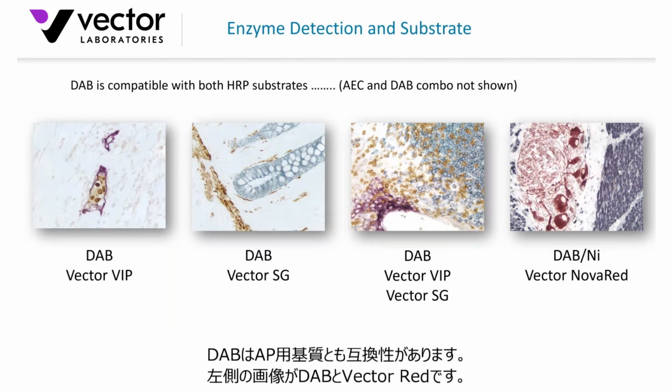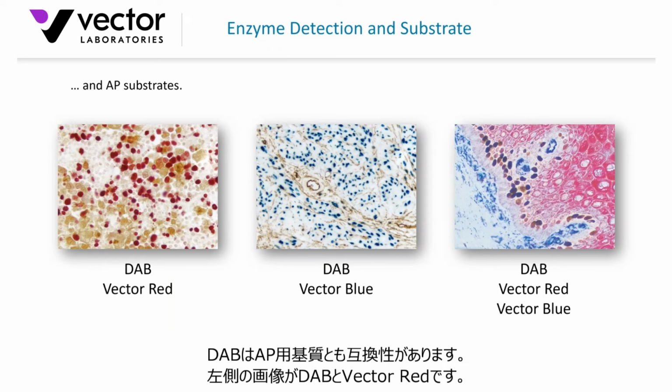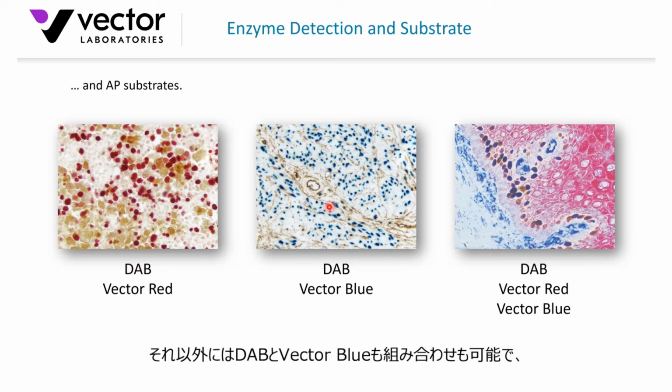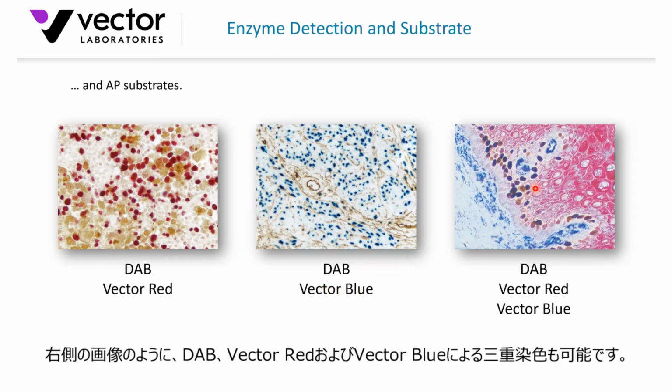And certainly DAB also plays nicely, or is compatible, I'll use a more scientific phrase, with the alkaline phosphatase substrates as well. Here's DAB and Vector Red. These combine to be the two substrates included in that ImmPRESS Duet kit. If that's not to your liking, DAB can also be used in parallel in combination with the Vector Blue, or indeed you can put those three together for a triple label. Vector Blue, the heavier deposition here of DAB in these cell nuclei, or indeed Vector Red.